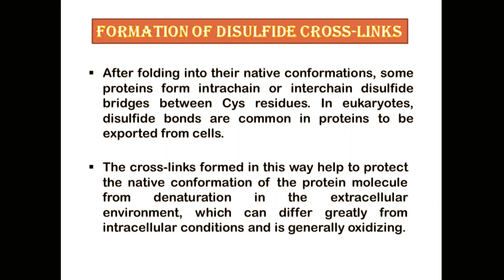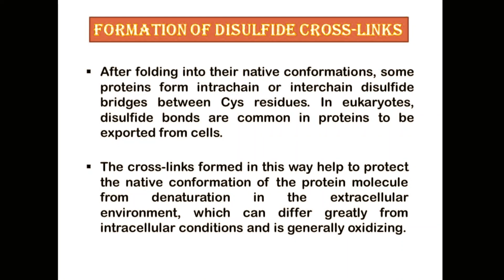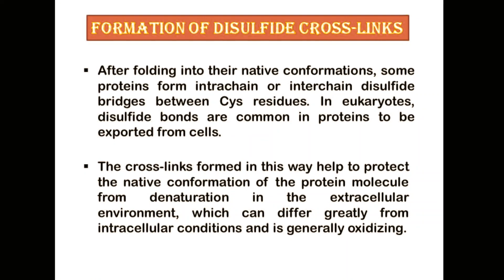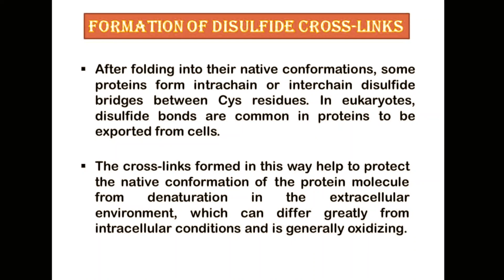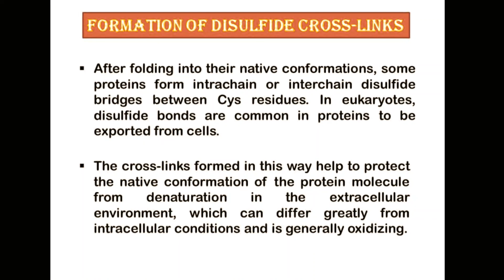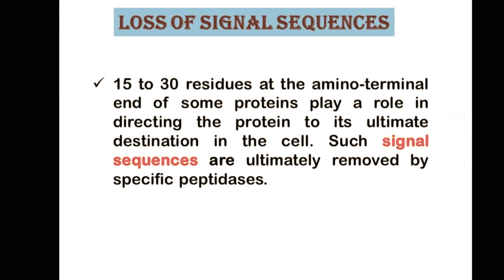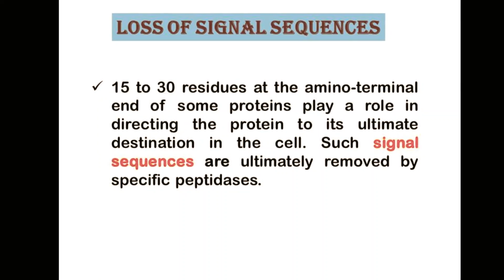After folding into their native conformations, some proteins form intrachain or interchain disulfide bridges between cysteine residues. In eukaryotes, disulfide bonds are common in proteins to be exported from cells. The cross-links formed in this way help to protect the native conformation of the protein molecule from denaturation in the extracellular environment, which can differ greatly from intracellular conditions and is generally oxidizing.